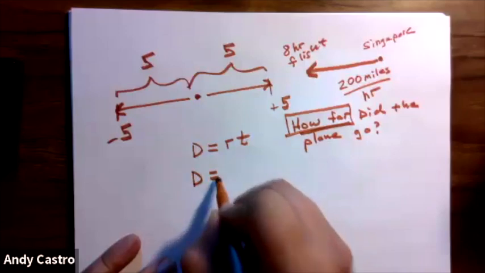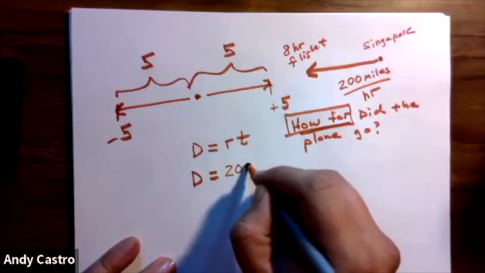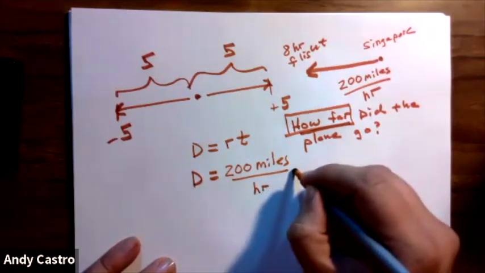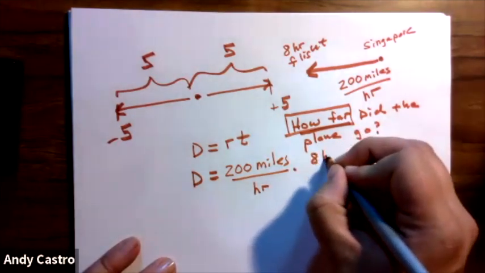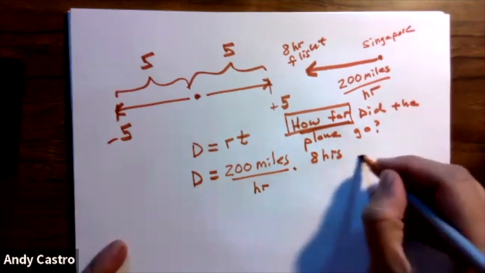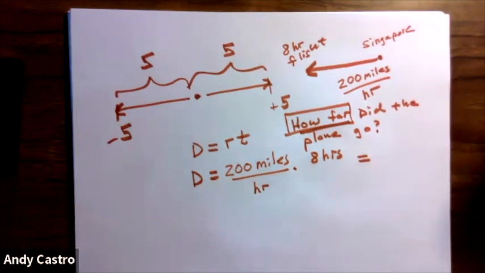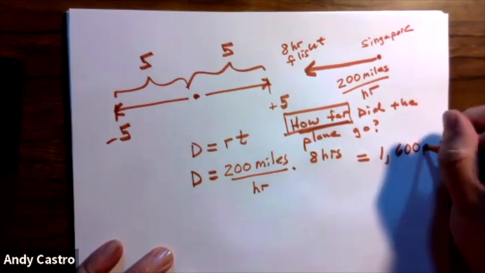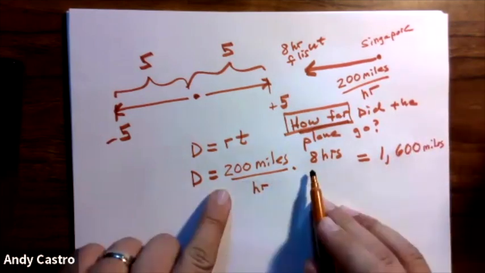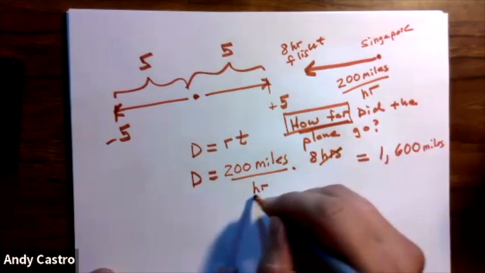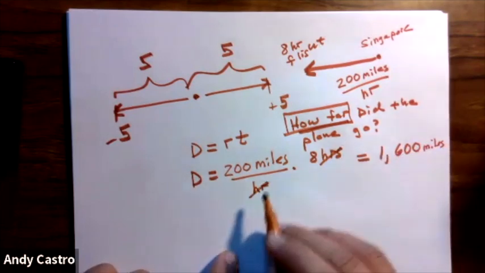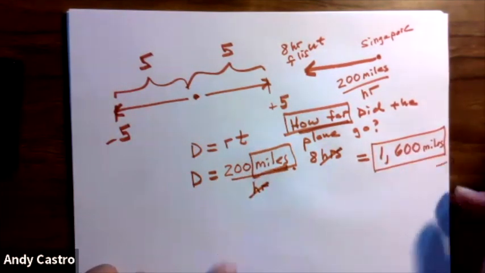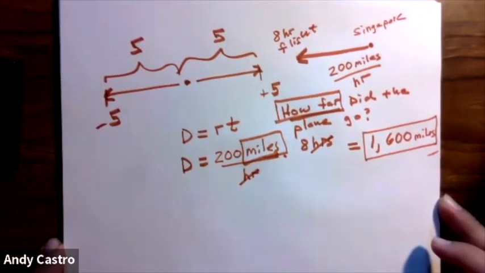So the distance is the rate of change, 200 miles for every hour, times this plane flies for 8 hours. So this plane goes 1,600 miles. That's 200 times 8. And again, the units of hours cancel each other, and the only units left are miles. So our answer will have miles, 1,600 miles.